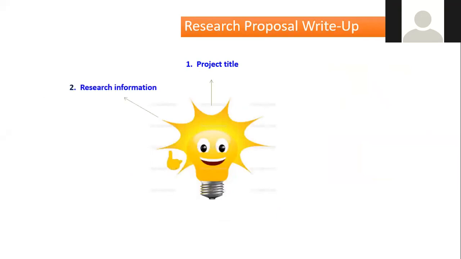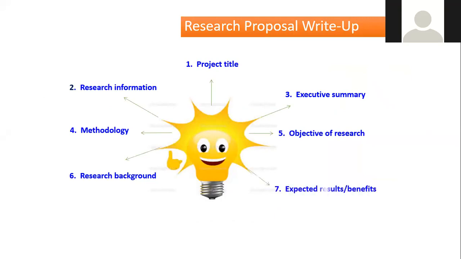This one is a research write-up actually. It starts from the project title, then research information, then methodology, your research objectives, executive summary, research background, your expected results, or what you can say, the benefits, and the budget, because you have budgeting for all your projects or your research proposal. You have to do all these eight points to have a very good research proposal.